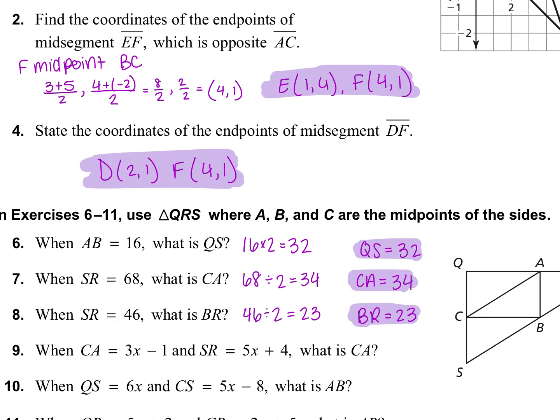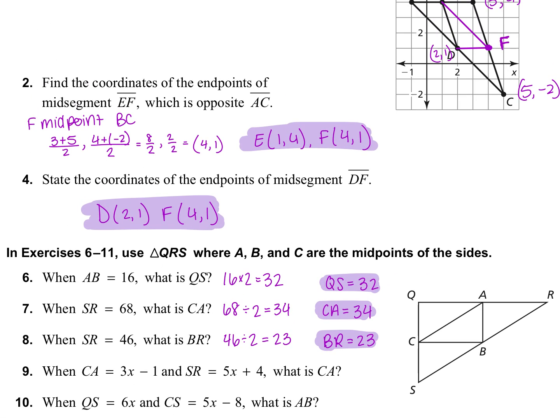All right, 6, 7, and 8. These ones hopefully were pretty easy. Looking at it, it says AB is 16, QS. Remember, it's always double or half. That's all you have to do, either multiply something by 2 or divide it by 2. So if AB is 16, you should have multiplied it by 2 to get 32. Looking at the next one, SR was 68. So CA is half of 68, divided by 2, and you should have got 34.